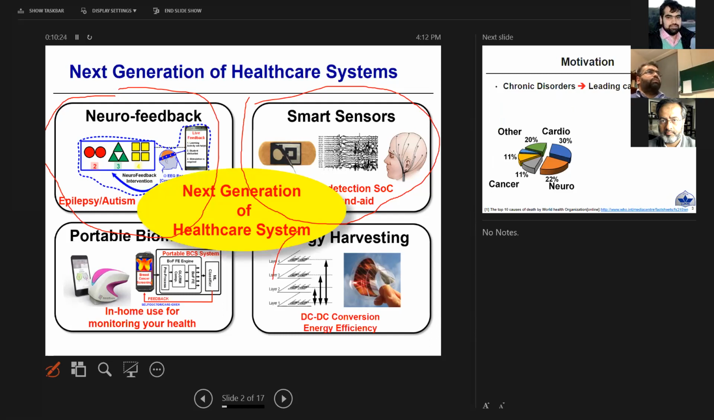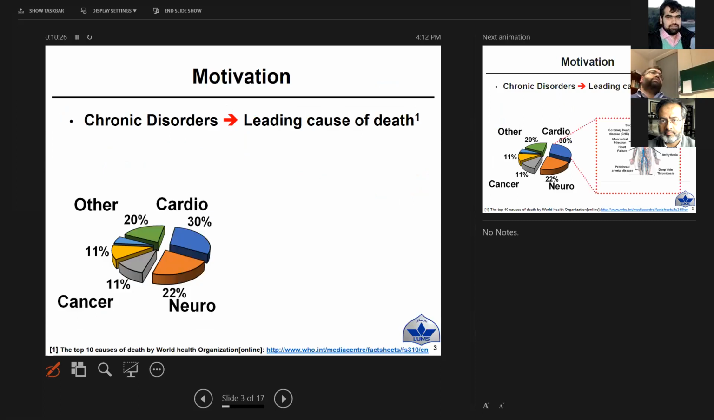So the basic motivation why we are working on these things is basically chronic disorders, which are the leading cause of death. If we look around, 30% of these deaths are mainly because of cardiovascular diseases.